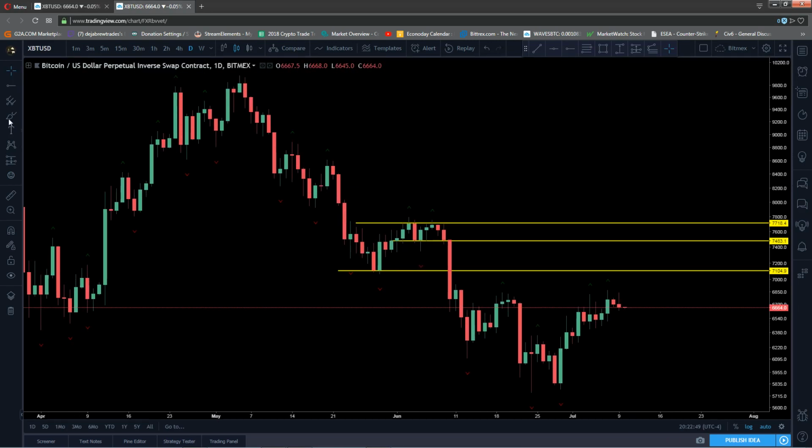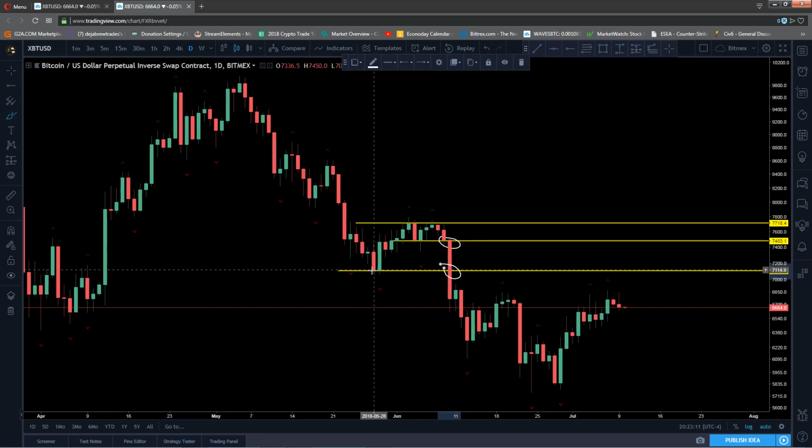You could have either traded a break of this little down fractal here, or you could have traded a break of this down fractal here. These both create flagging supports. You have the break there, it is not tested. You have a break here, it is not tested.